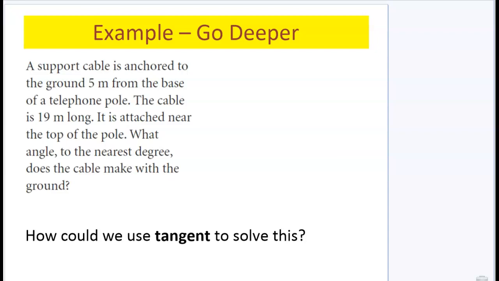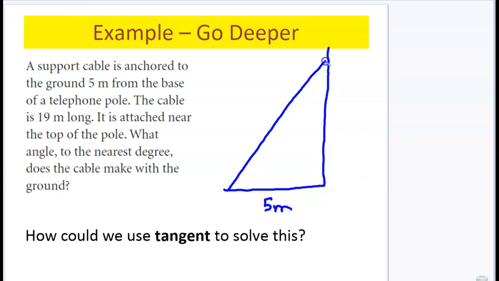Okay, taking a look at this last example, it says a support cable is anchored to the ground 5 meters from the base of a telephone pole. The cable is 19 meters long and it's attached near the top of the pole. What angle, to the nearest degree, does the cable make with the ground? Let's draw this situation. Again, it's 5 meters from the base and the cable is 19 meters long. So the cable is attached to the pole and is 19 meters long. Again, we want to find this angle of incline using the tangent ratio.